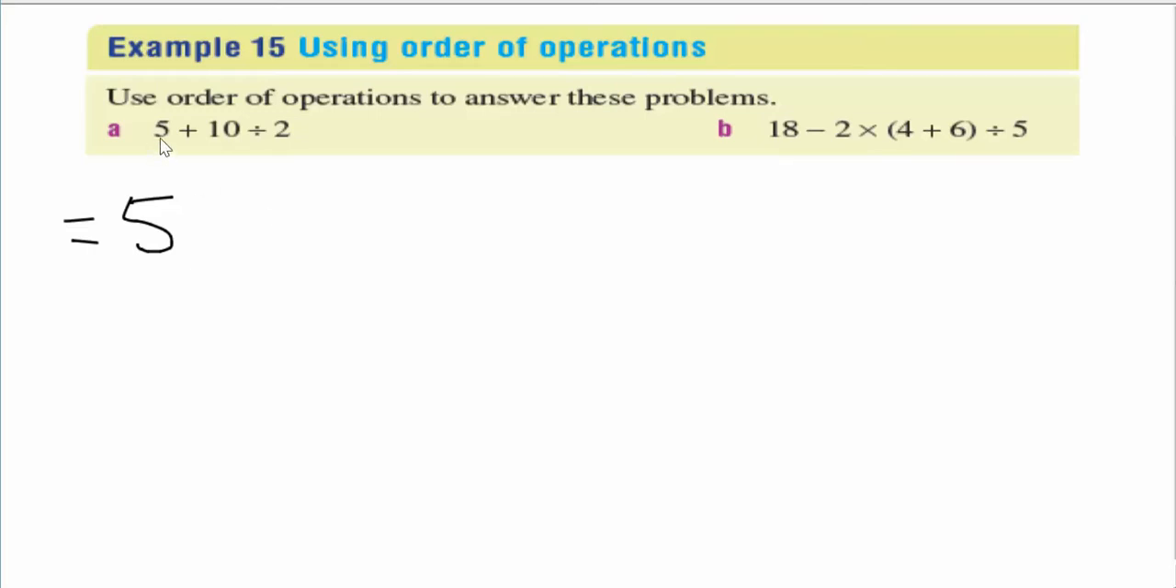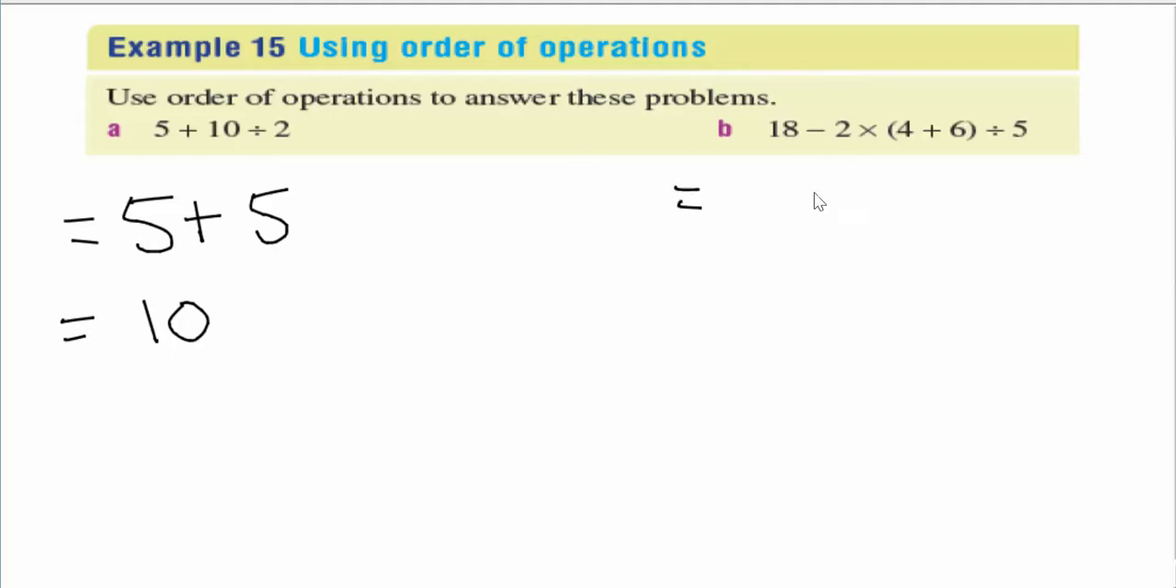So I'm not dealing with a 5 plus 10 here, I'm dealing with a 10 divided by 2. So my 5 and my plus can stay as they are, so they just drop down to my next line. My 10 divided by 2, I can do that. So 10 divided by 2 is 5. Now I can solve this part. 5 plus 5 is 10. Okay, that easy. Next problem.